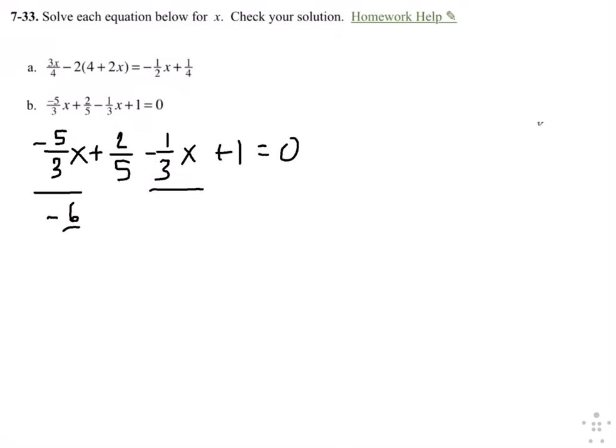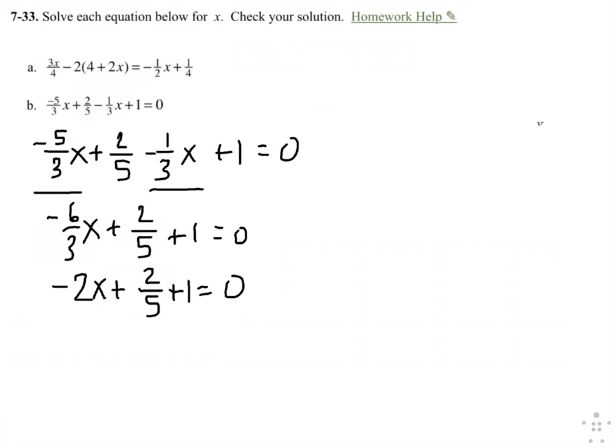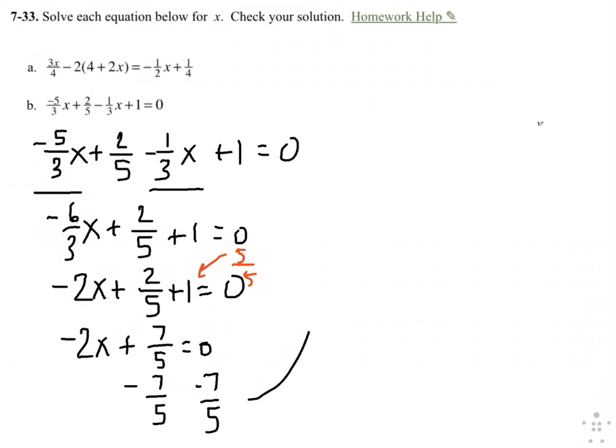That's negative 6/3 x plus 2/5 plus 1 equals 0. Negative 6/3 is negative 2x plus 2/5 plus 1 equals 0. If I add those, 2/5 plus 1, or 5/5, this 1 is really 5/5. So 2/5 and 5/5 is 7/5 equals 0. So I could subtract 7/5 from both sides, so we get negative 2x equals negative 7/5.